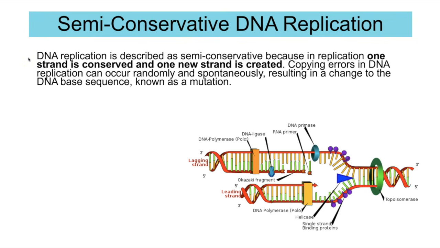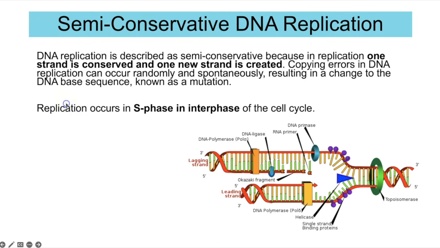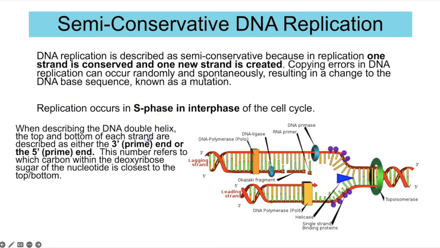It's in this stage that mutations could occur because sometimes copying errors do happen in DNA replication, and they are random, spontaneous, and that would result in a change to the DNA base sequence and therefore would code for a different amino acid potentially. But we're going to come on to that right at the end of the video. So this happens in S phase of interphase of the cell cycle.